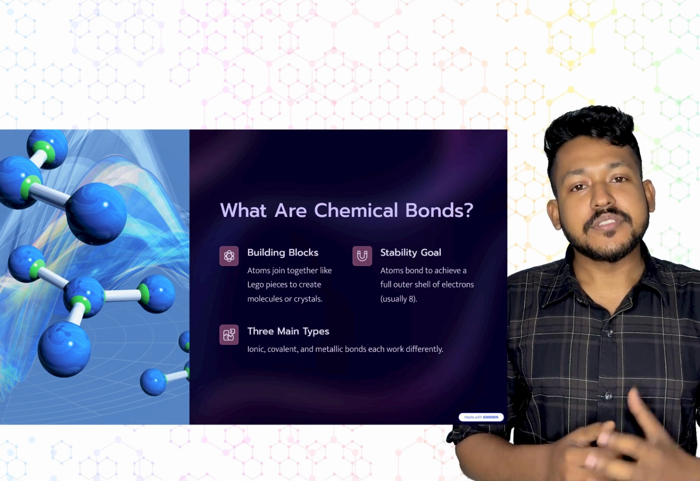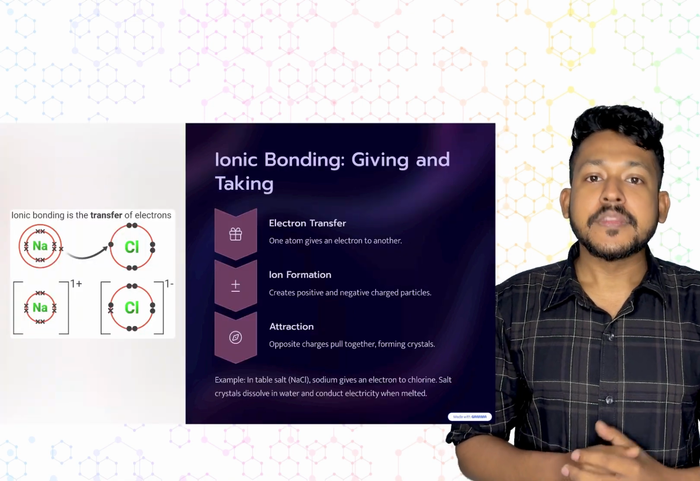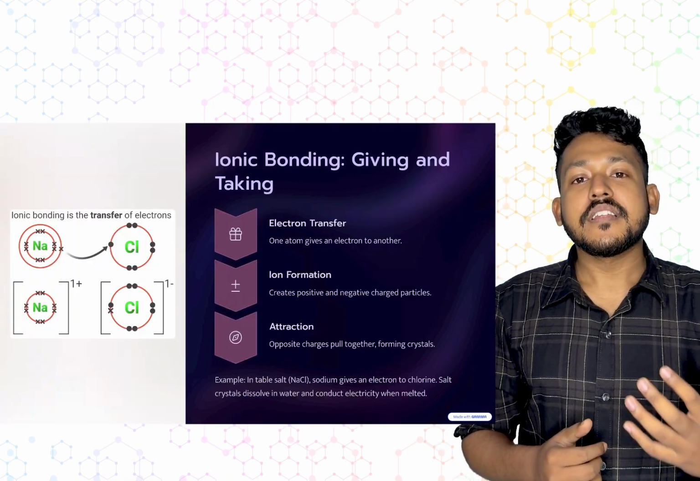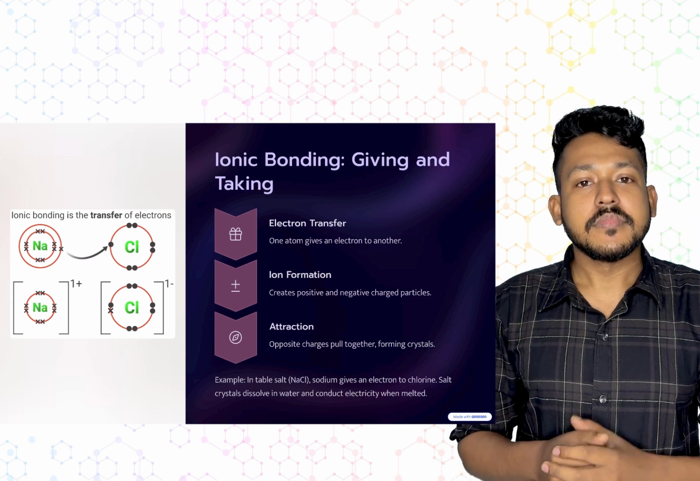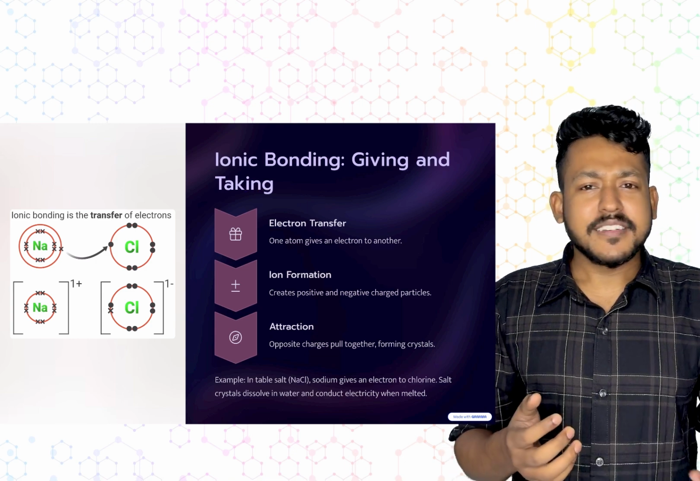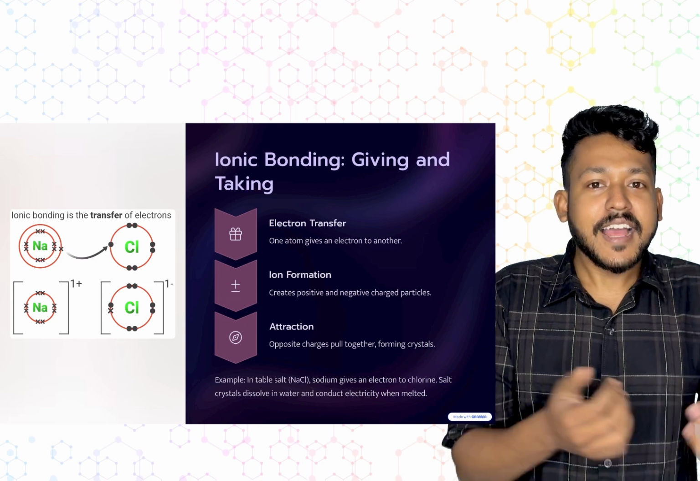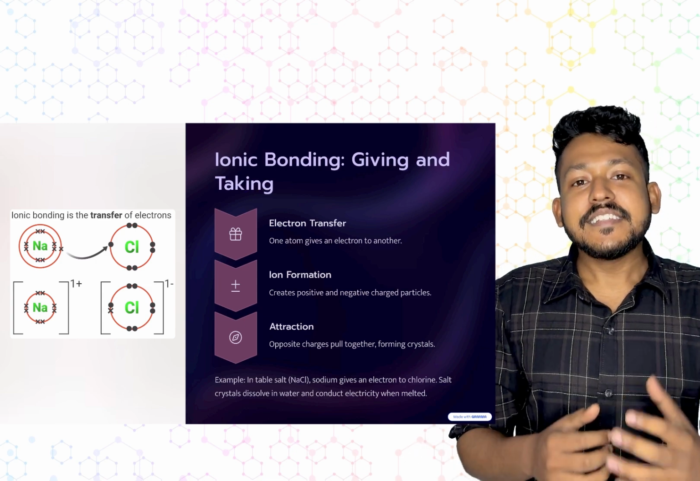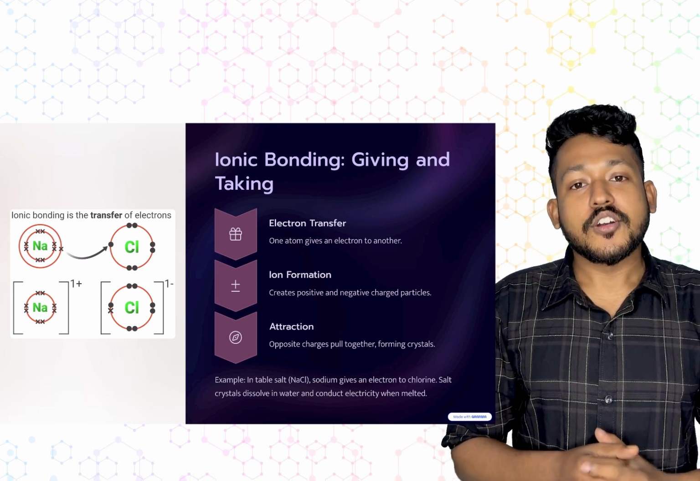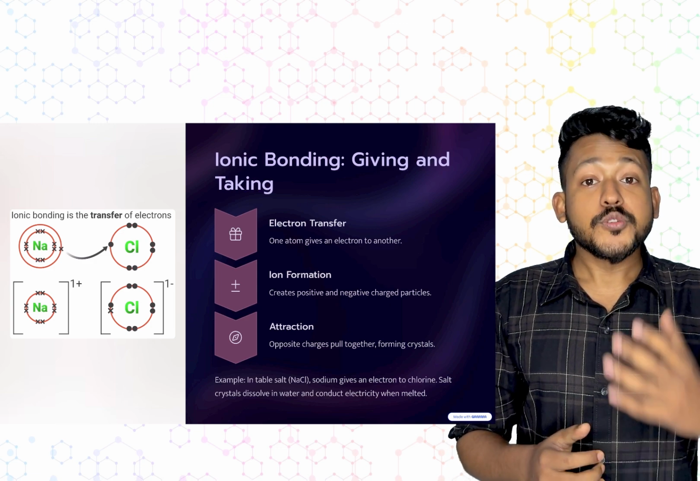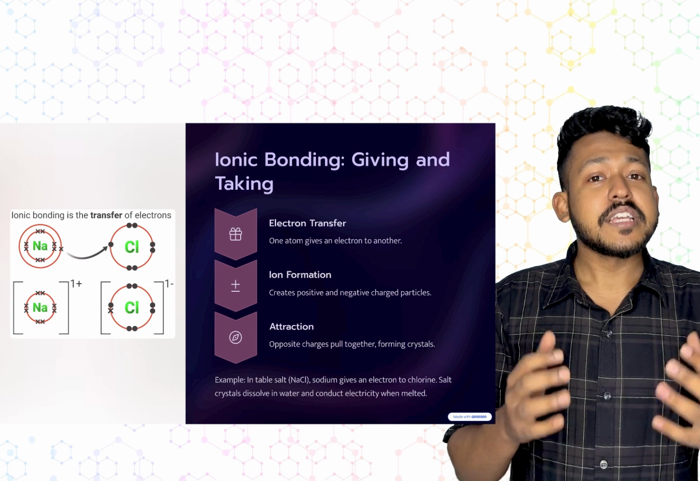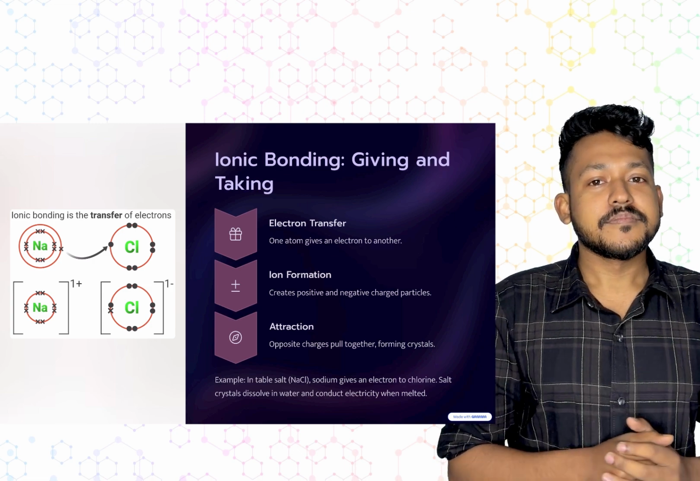Let's dive into the first type, ionic bonding. Ionic bonds happen when one atom gives away an electron to another atom. It's like one atom saying, "Hey, take my toy," and the other saying, "Thanks, now we are friends." This creates charged particles called ions. For example, in table salt, which is sodium chloride, sodium gives one electron to chlorine.